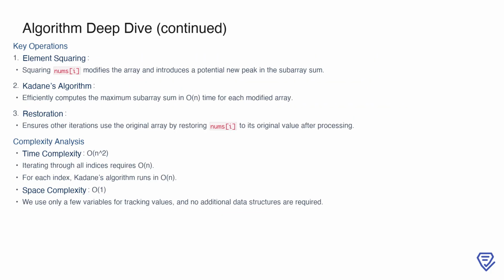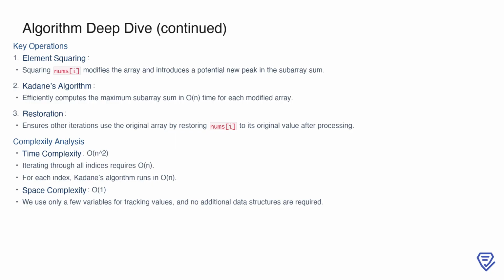Breaking the solution into its key operations helps us understand the process clearly. The first operation is squaring the element at a given index, which introduces a potential new peak in the subarray sum by transforming negative values into positive ones or amplifying positive values. The second operation is applying Kadane's algorithm, which efficiently computes the maximum subarray sum in linear time for the modified array. Finally, restoring the original value ensures that other iterations use the unmodified array, maintaining correctness across all computations.